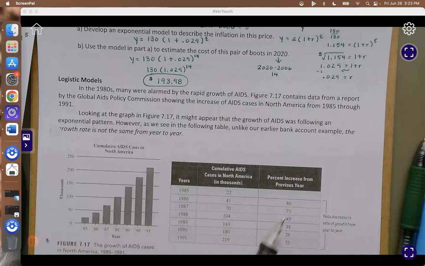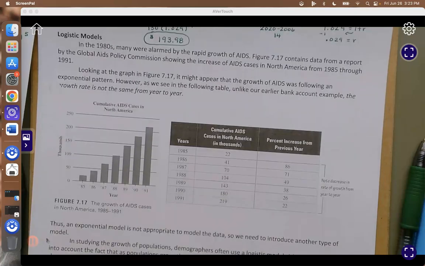But if you look at the table, there's a decrease in the rate of growth from year to year. It's not the same though. Thus, an exponential model is not appropriate to model this data. So, let's do some highlighting.